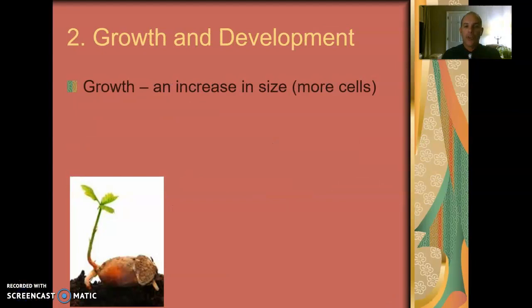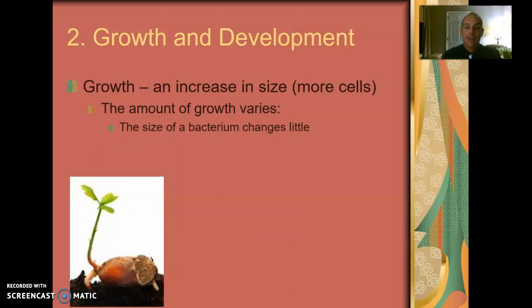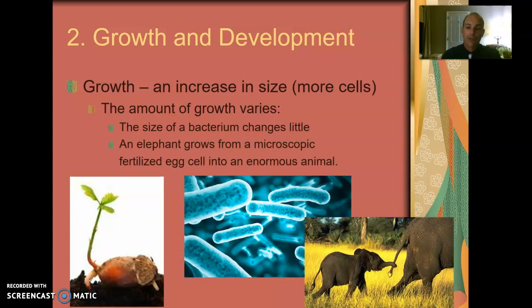Characteristic number 2 is growth and development. Growth, an increase in size, which means you get more cells. The amount of growth varies by organism. The size of a bacterium changes very little. I mean, it's a cell and it grows very little. But then you take a look at an elephant. An elephant grows from a microscopic fertilized egg, which is called the zygote. A fertilized egg is called the zygote. And it grows into an enormous animal.